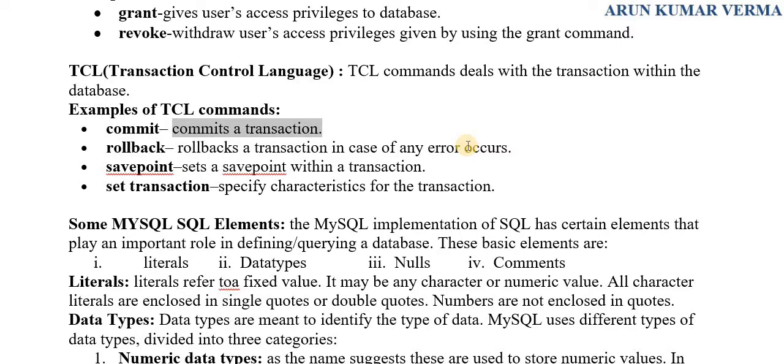Then rollback to a savepoint, a savepoint within a transaction. If you have a lot of commands and you want to set a savepoint, using the savepoint command you can set a flag in your program. Set transaction specifies the characteristics of the transaction. We will discuss these commands in detail in a later session.